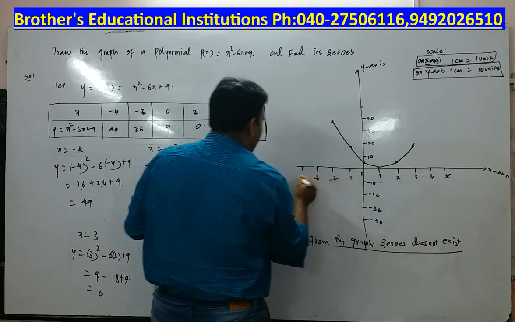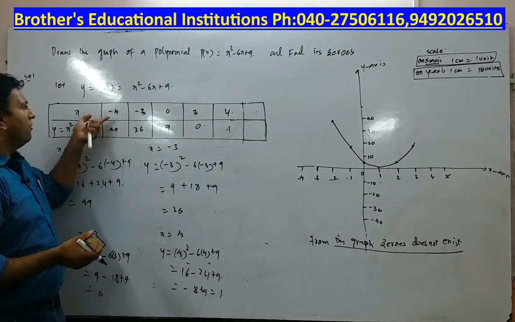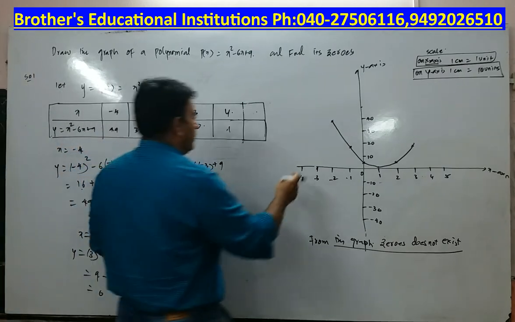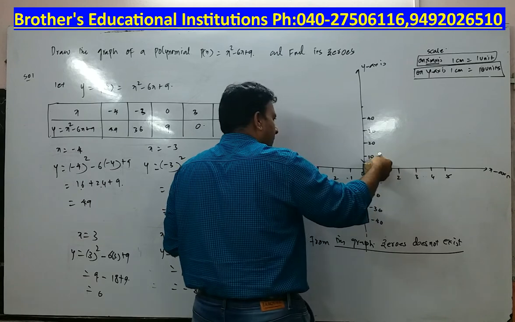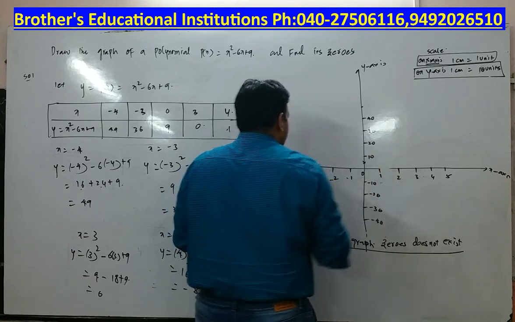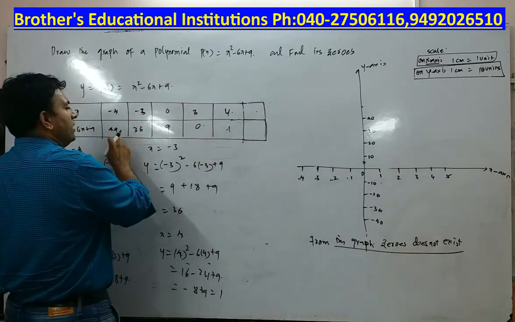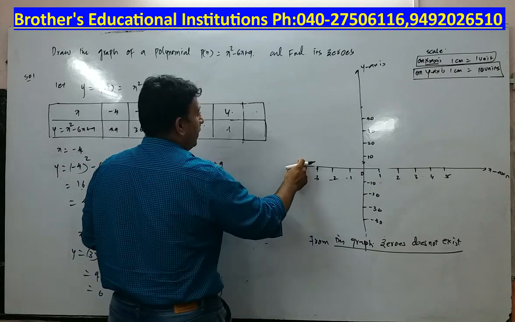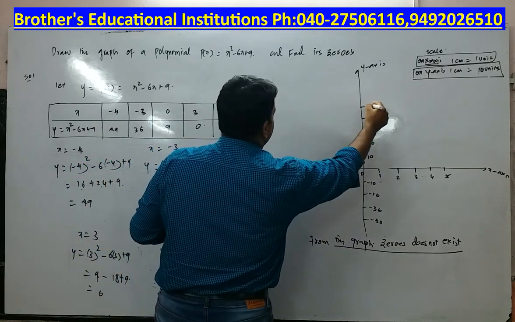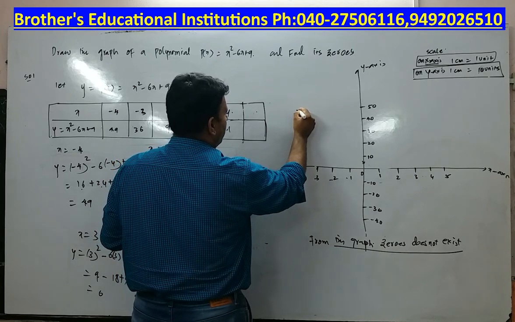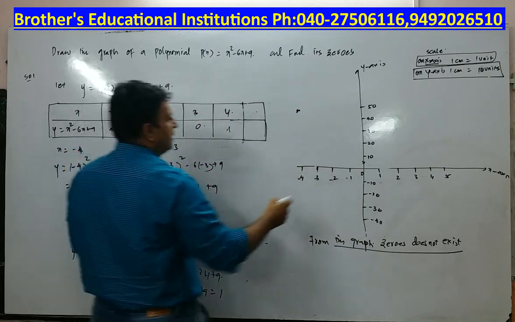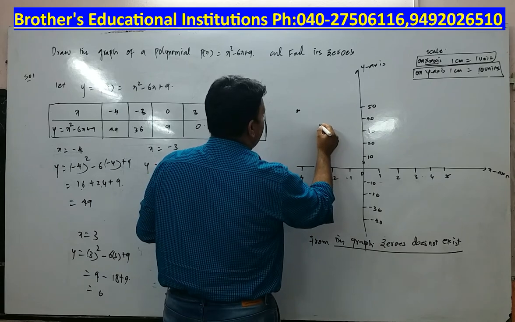But these are all negative values. So what do I do now? Let me wipe this previous graph. For x is equal to minus 4, what is the value of y? Plus 49. This is 50 here. Plus 49 somewhere will be here. Alright. Now for x is equal to minus 3, it is 36. 36 will be somewhere in between.